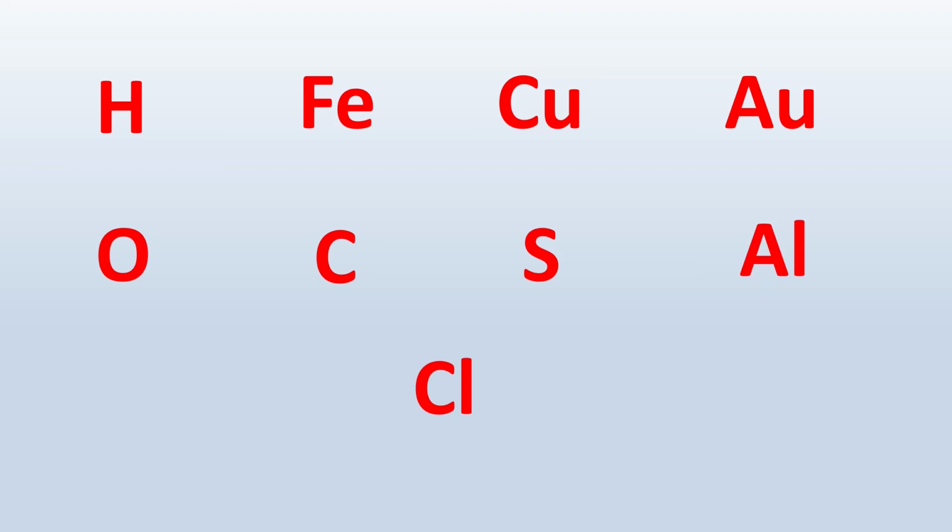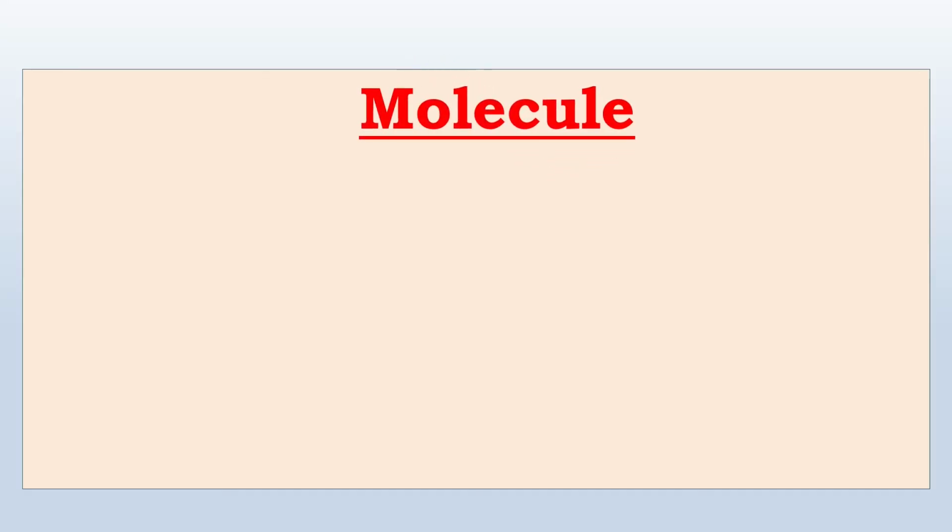There are 118 elements, and they have 118 different types of atoms, with a different number of electrons, protons and neutrons in each atom. Let's talk about molecule. What is it? How can we define a molecule?